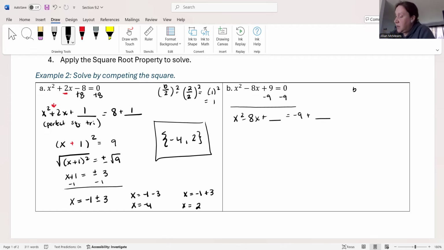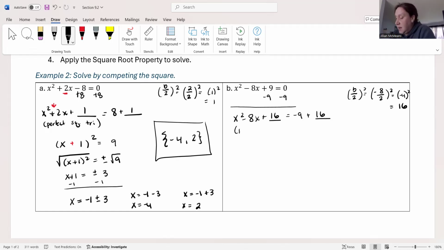Now we need to take b over 2 and square it. Well, b is -8 divided by 2 squared. So that's -4 squared, or 16. So I want to add 16 to both sides of the equation. Remember, you can't just add it to the left to complete the square. You also have to add it to the right to maintain balance. Okay? So I'm going to go plus 16, plus 16.